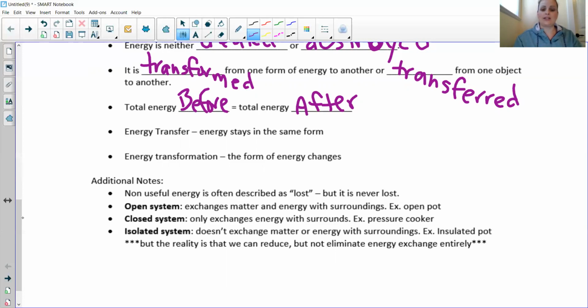A closed system only exchanges energy with its surroundings. An example of that is a pressure cooker, where nothing's really getting out. It's not perfect. There always is a little bit escaping, but I'm going to talk about that when we talk about the isolated system. The isolated system doesn't exchange matter or energy with its surroundings. An example of this is an insulated pot, but in reality, we can reduce but not eliminate energy exchanges entirely, because no system is perfect. We just cannot create something that perfect in the lab. There's always going to be a little bit of transference and a little bit of transformation.